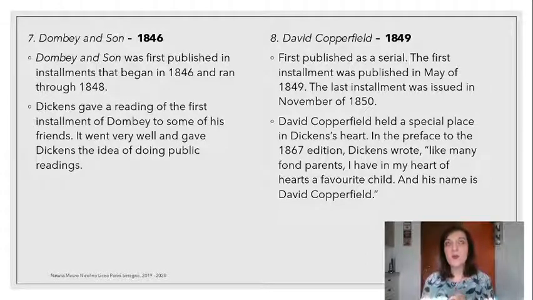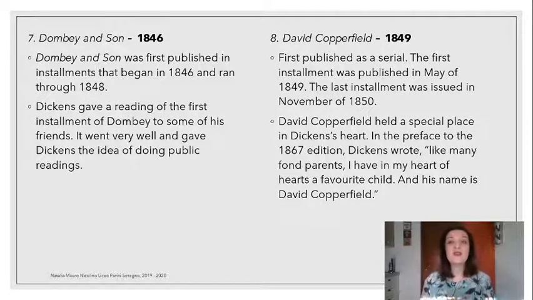Also, this novel was first published as a serial, so in installments. The first installment was published in May 1849, and the last was issued in November 1850.